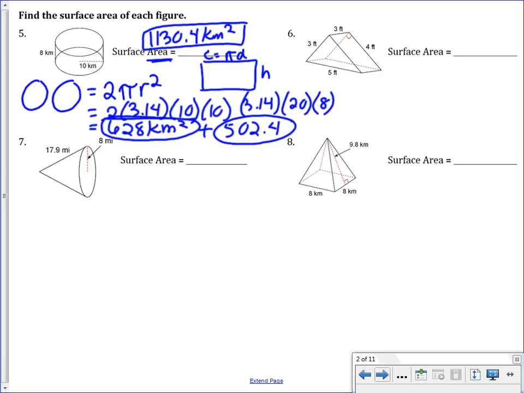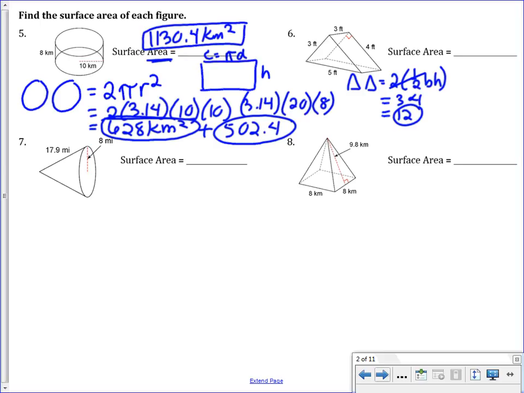Number 6, we have a triangular prism. Just because it looks like it's sitting on that rectangle, remember it still is a triangle, which means I have 2 triangles to start with. The 2 triangles are going to be 2 times half BH. That's going to be my formula. Now, the thing is, the 2 and the half actually cancel each other out. That becomes 1. So, in essence, all I'm really doing is taking the base times the height. And when I do that, it's 3 times 4, which is equal to 12. So this is the area of my 2 triangles.